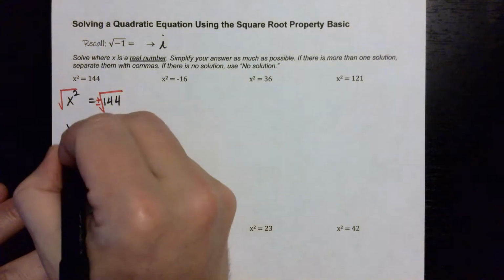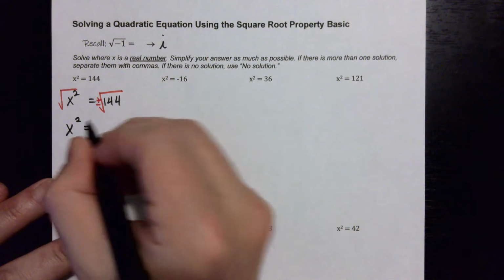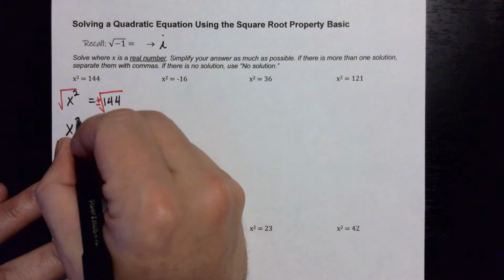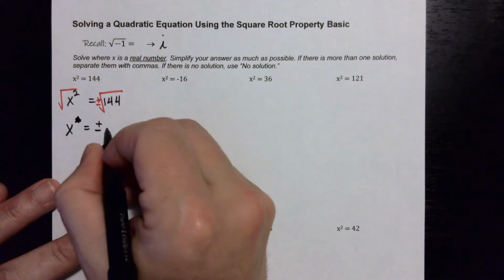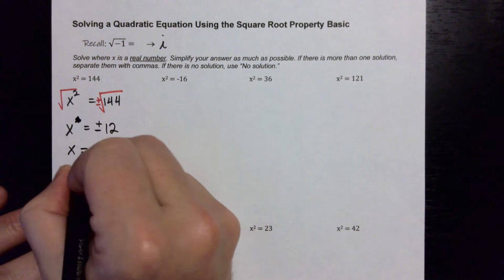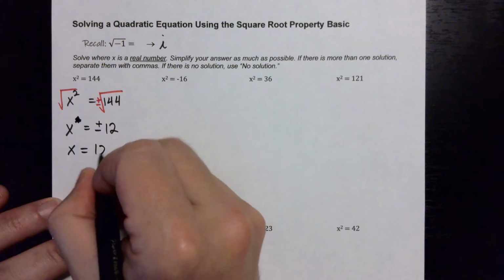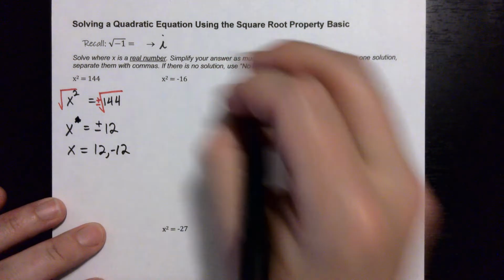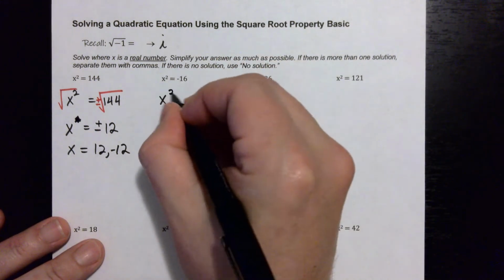Okay, so square root of 144 is 12. So, whoops, not x squared, just x, plus or minus 12. So if you want to write that as two different solutions, it would be 12 and -12. Okay, let's look at the next one. We will use the square root property here.